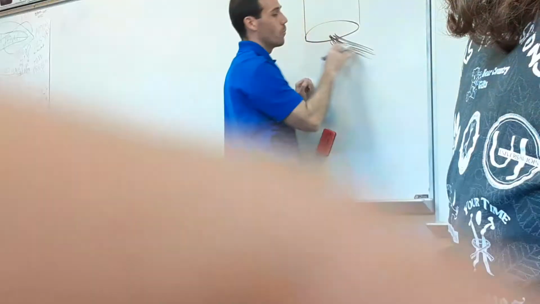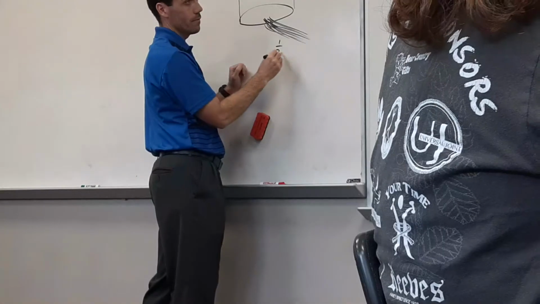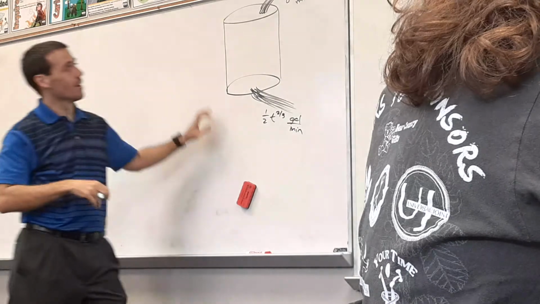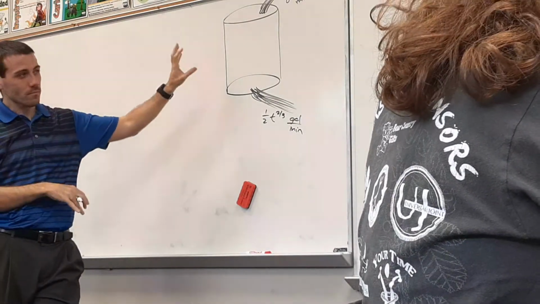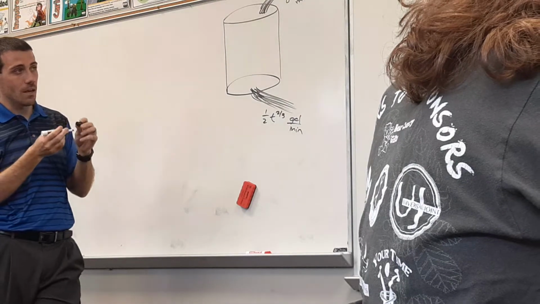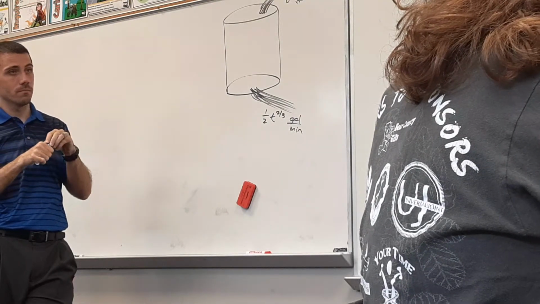Water in and water out. Alright, so this is 8 gallons per minute, and water is leaking out at 1/2 t to the 2/3 gallons per minute. Alright, my beautiful artwork here. So you're trying to figure out how many gallons of water leak out of the tank from the time t equals 0 to t equals 10.